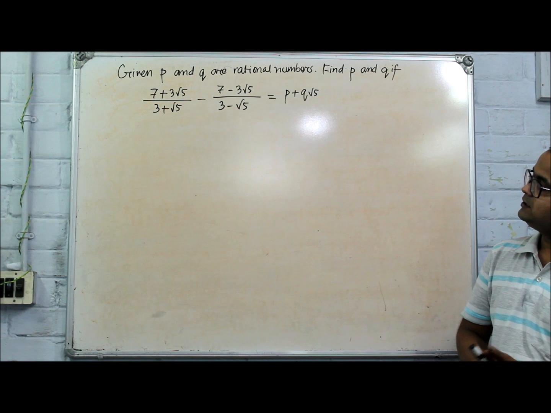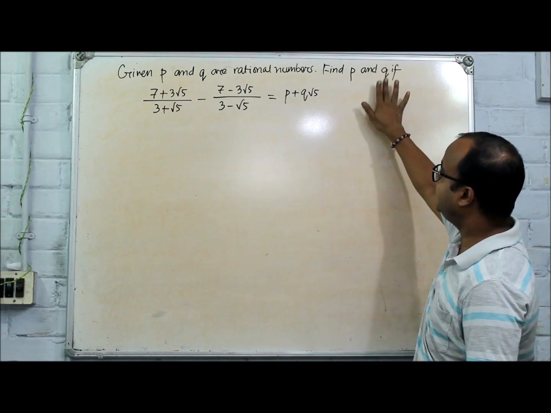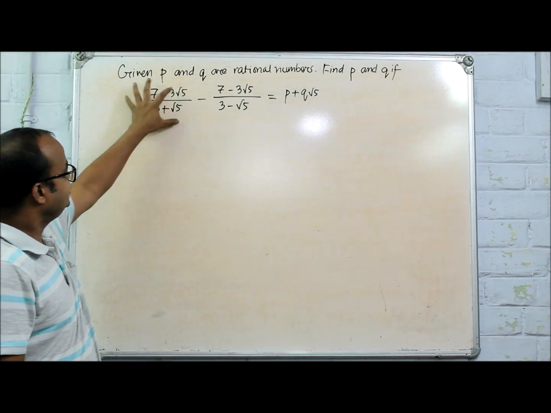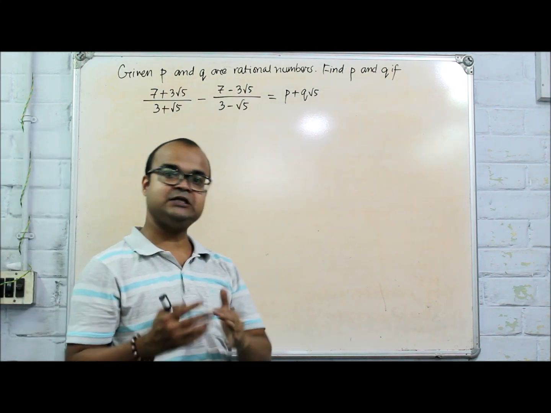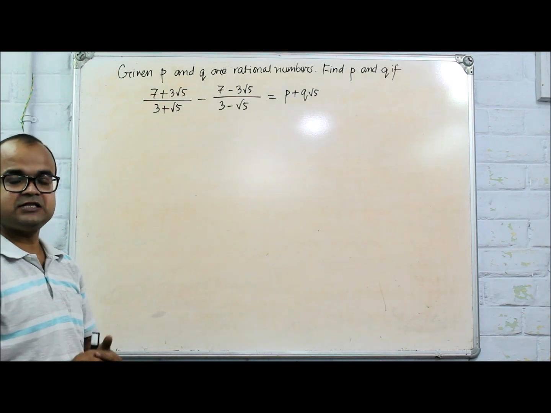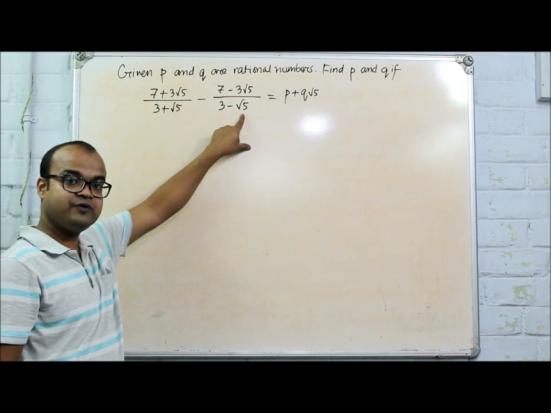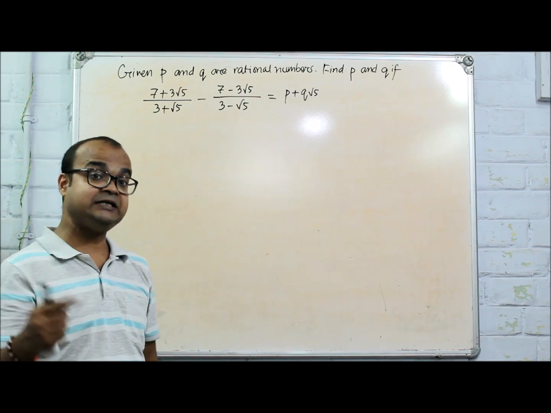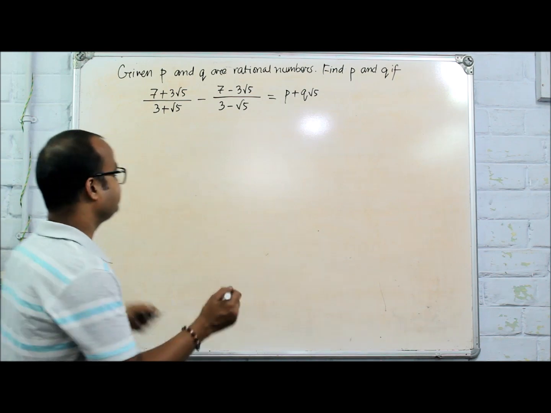Let us discuss this problem. Given p and q are rational numbers, we need to find out p and q if this expression is given. Now there are two ways. First, you can rationalize the individual terms, simplify, and compare the way we did in the last sum. Or a better way: if you take the LCM, what you will get as the LCM is 3 plus root 5 into 3 minus root 5. Now see, if you take the LCM, the denominator is automatically getting rationalized. So a better way for this sum is to take the LCM.